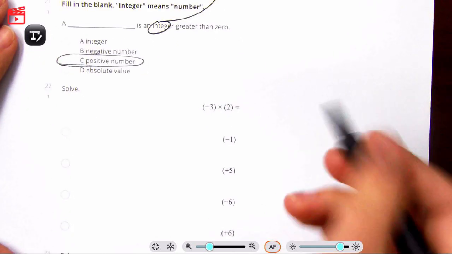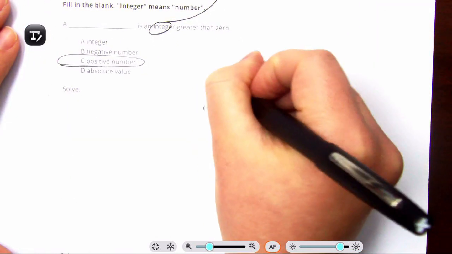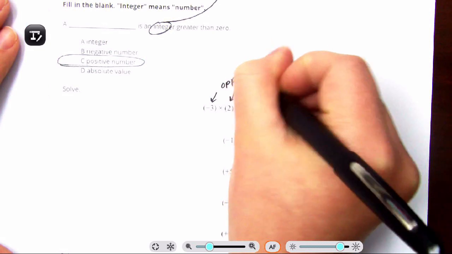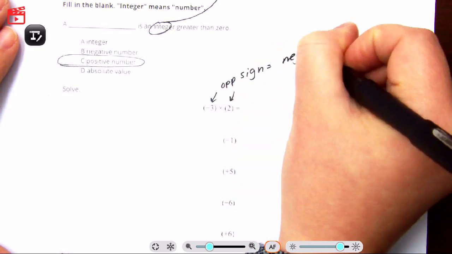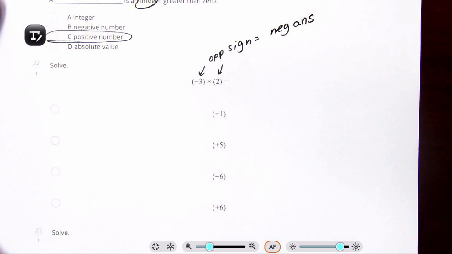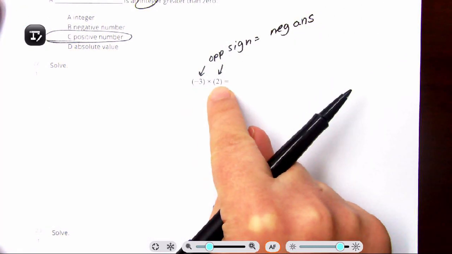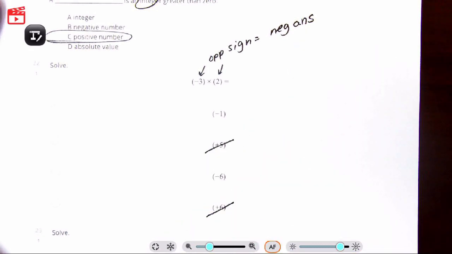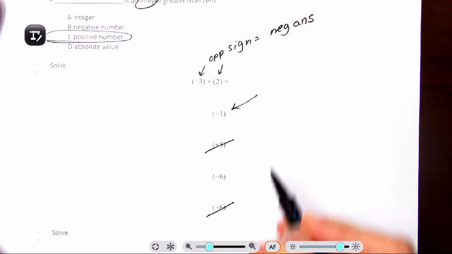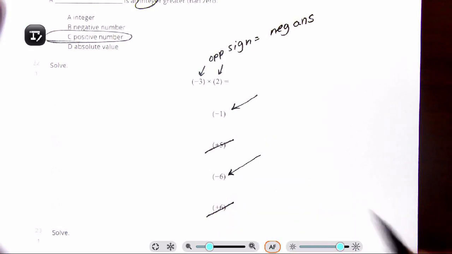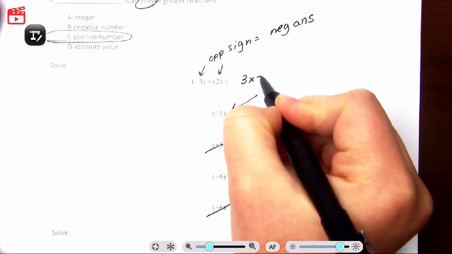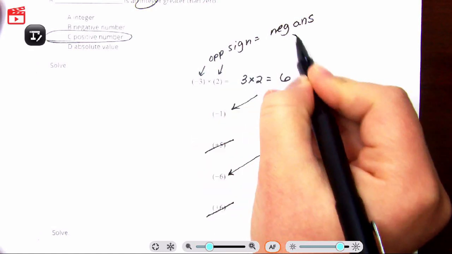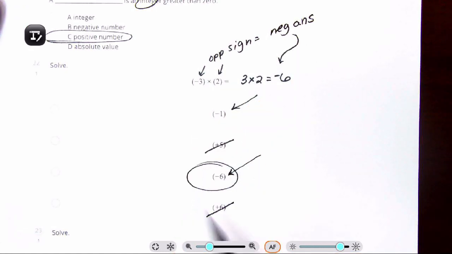Let's go ahead and solve these again. Opposite sign will give you a negative answer. So right away, if it's multiple choice, you can do process of elimination. Since these are opposite, you know you're going to have a negative answer. So the positives, they go away. Now you're left with either a -1 or a -6. Well, what is 3 times 2? 3 times 2 is 6. Opposite sign means you're going to have a negative answer. So that means -6 is your answer.